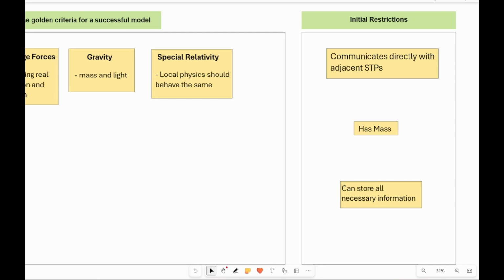And then I want to give the space-time particles mass. They're not necessarily going to be moving at light speed, and I think they'll actually be stationary a lot of the time. And so if you don't have mass, then you can't have momentum for a non-relativistic, like a non-speed of light particle. And so I personally think that mass would be important for being able to create interactions and other things like that. And then I don't know if this is a restriction or just a property, but I want to make sure that space-time particles can store all necessary information to establish necessary fields.